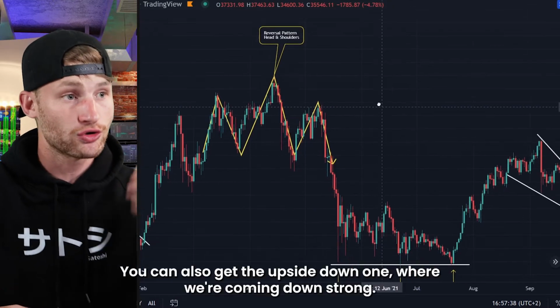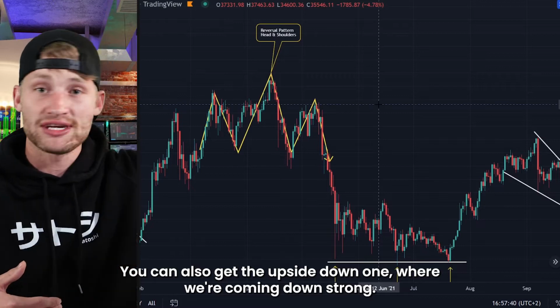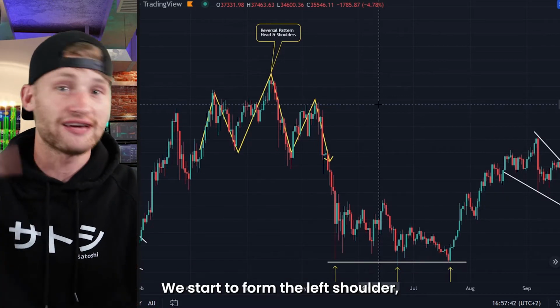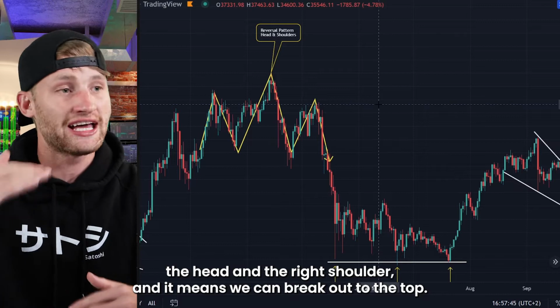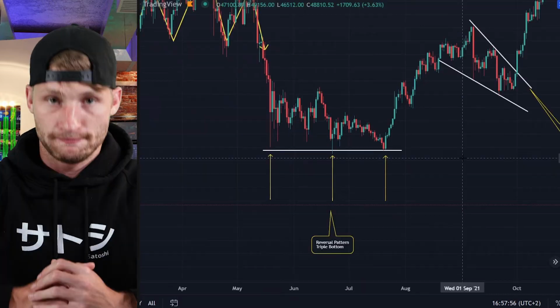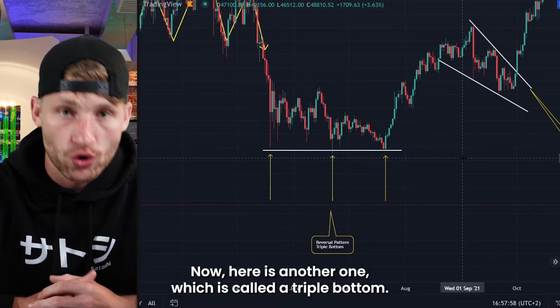And we're starting to reverse. You can also get the upside down one where we're coming down strong. We start to form the left shoulder, the head, and the right shoulder, and it means we can break out to the top. Now here is another one, which is called a triple bottom.